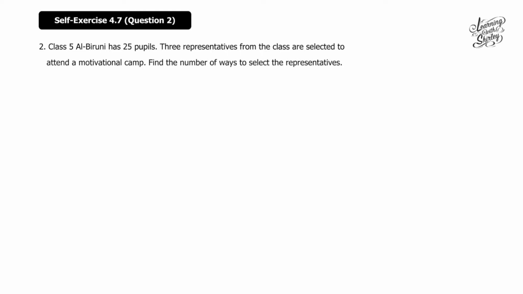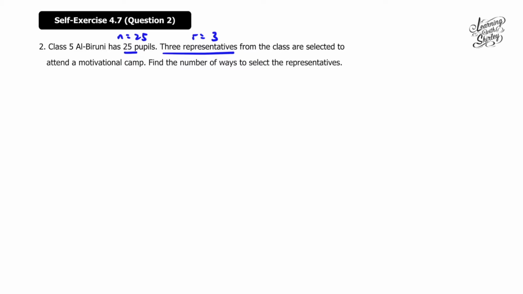Let's look at question number 2. Class 5 Al-Biruni has 25 pupils. 3 representatives from the class are selected to attend a motivational camp. Find the number of ways to select the representatives. So here, we need to determine which one is the n and which one is the r. So here has 25 pupils, which means that n is equals to 25. And then 3 representatives are selected, which means that r is equals to 3.